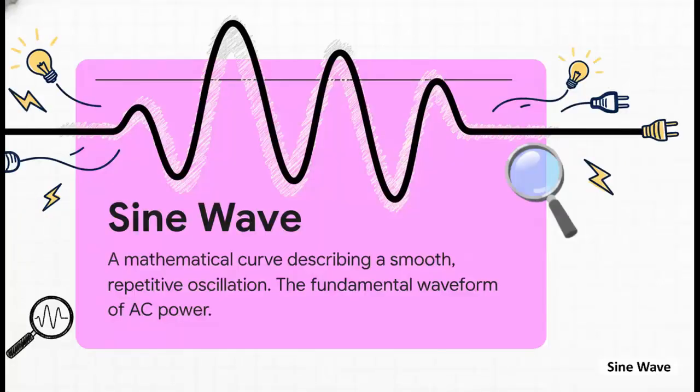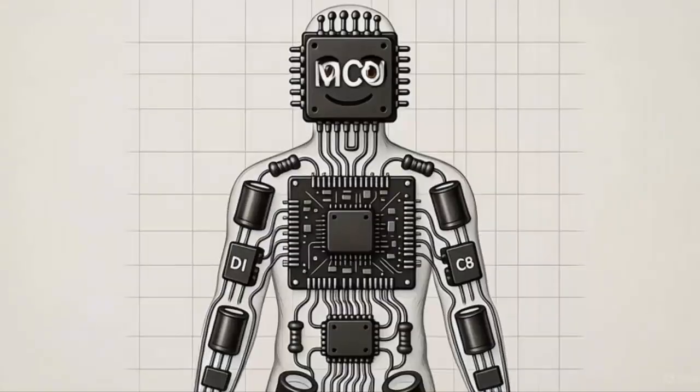Now, yeah, there's a formal math definition. It's a curve that describes a smooth, repetitive oscillation, but for us, the most crucial thing to get is this. It's the shape of alternating current. AC power, and that's the juice that runs pretty much everything we plug into a wall.